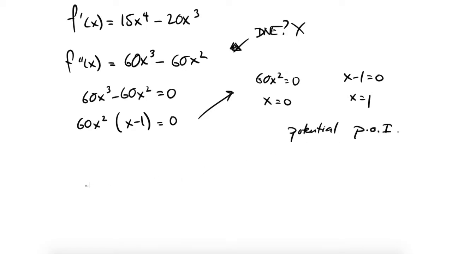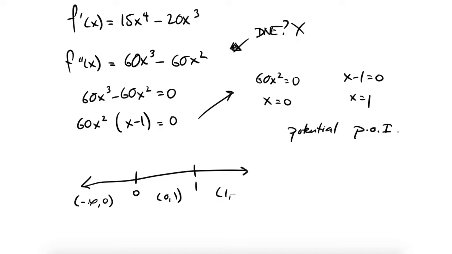and I'm going to graph them on a number line. That's a kind of crummy number line, but you get the gist. So this is 0, this is 1. And I know, since these are the only places where the second derivative is equal to 0, that in all of these intervals, I've got the interval from negative infinity to 0, the interval from 0 to 1, and the interval from 1 to infinity.